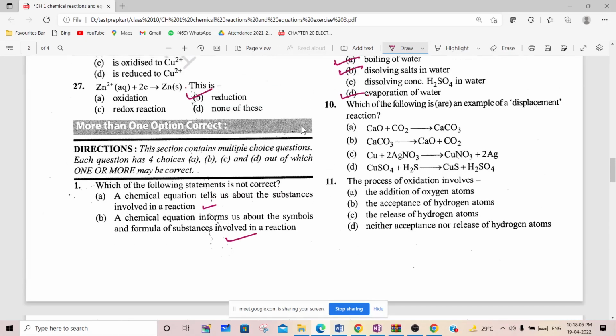Tenth question. Say option C. Displacement reaction. Yes. Option C and D. D is a double displacement, right, sir? Yes, so still we can put it under displacement. Okay. So then it is A and C in the 11th one. Addition of oxygen and release of the hydrogen. Yeah.